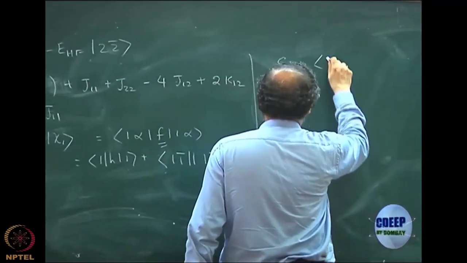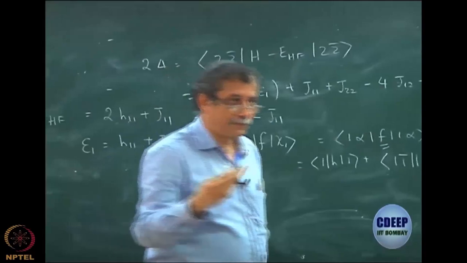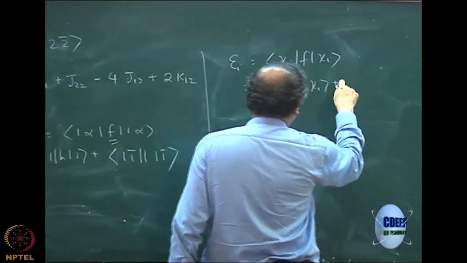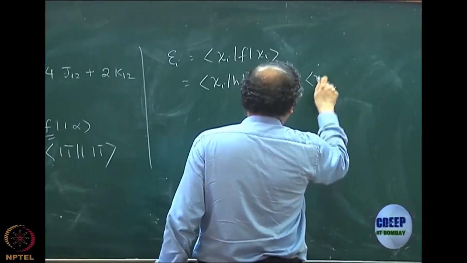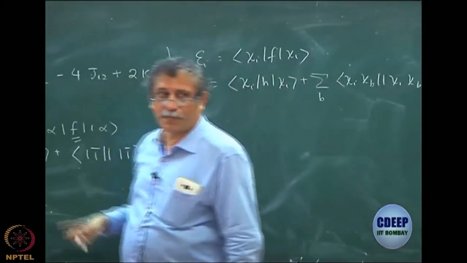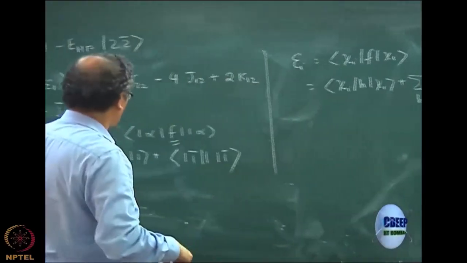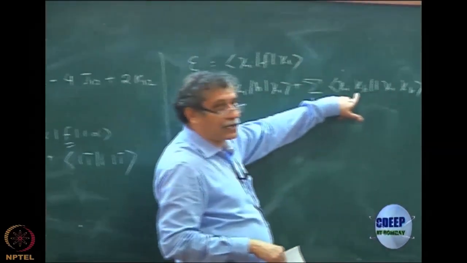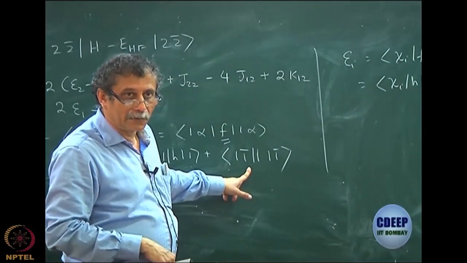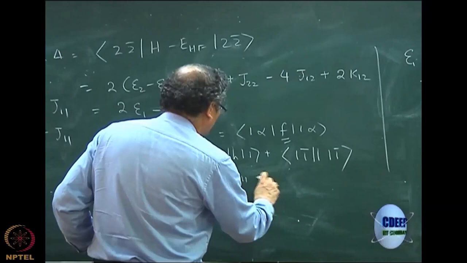I hope you remember the epsilon formula. So, epsilon I is chi I F chi I. These are things in Hartree Fock we have already done. Then expand F. If you expand F, you have chi I H chi I plus sum over all the occupied orbitals, let us say B, chi I chi B anti-symmetrized chi I chi B. I hope you remember this formula for orbital energies. So, it has an interaction with all other occupied orbitals. When I is one of the occupied orbitals, then of course, if B is equal to I, it is 0, so you do not have to worry about it. The only other occupied orbital is 1 bar. For any one of them, if I take 1 alpha, then 1 beta I have to take care of. So, this is basically nothing but H11 plus J11.